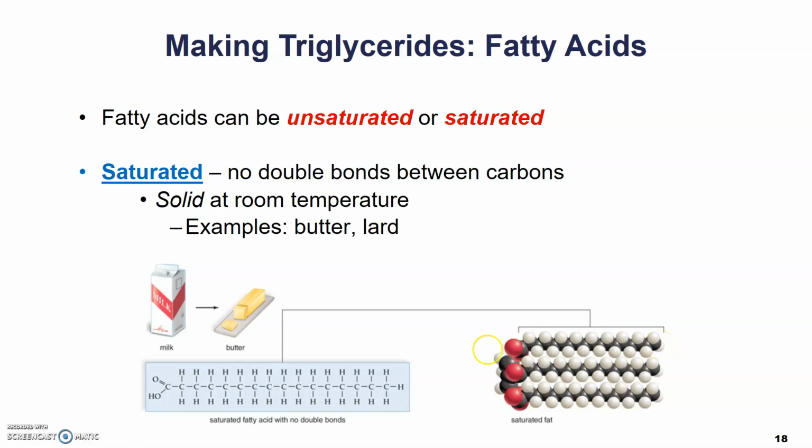And because there are no double bonds between the carbons in a saturated fat, and saturated fatty acids are so straight, they actually stack up really easily inside larger molecules. And you can stack a lot of saturated fats or fatty acids on top of each other, and they lie flat on top of each other and stack together like Legos and make a very solid structure, which is why saturated fats tend to be solid at room temperature. And some examples of saturated fats are butter and lard.